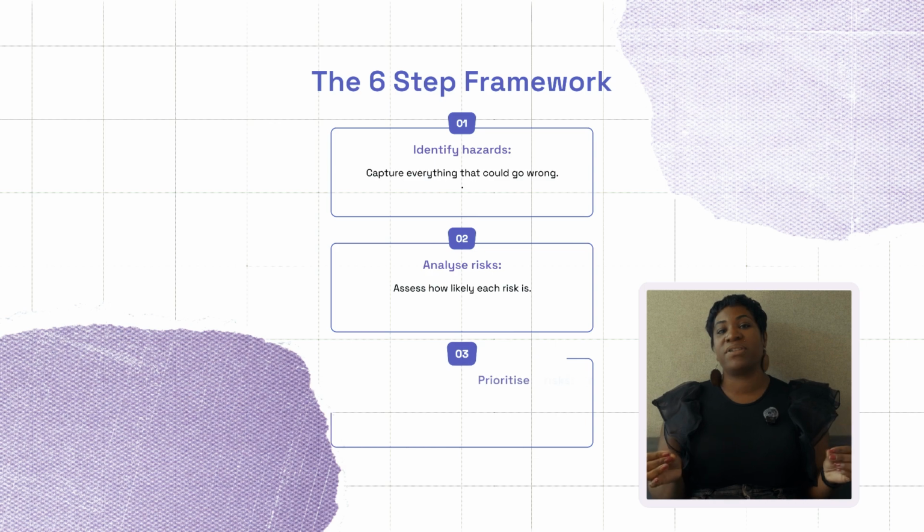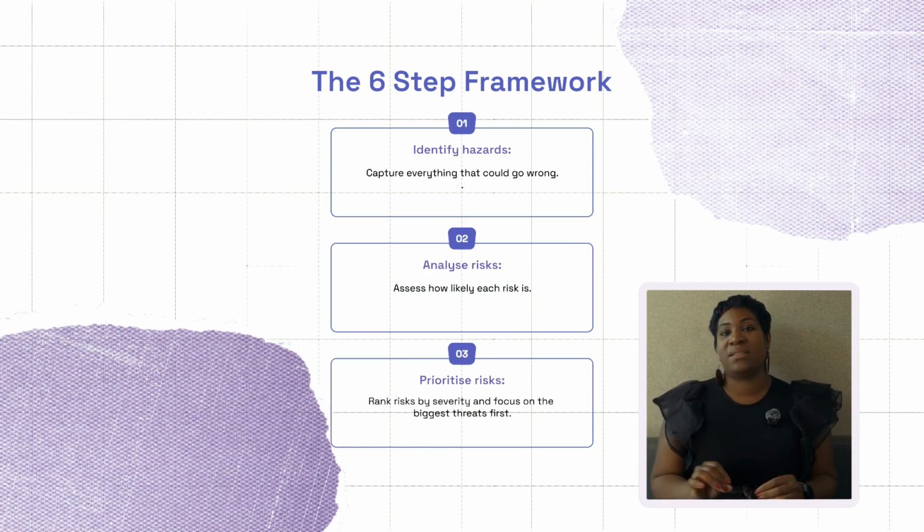Step 3, prioritize ruthlessly. Your risk analysis should give you a clear ranking. This is how you allocate resources effectively. It's how your team knows what to focus on first. And it's how leadership can be confident that the biggest risks aren't being overlooked in favor of easier ones.